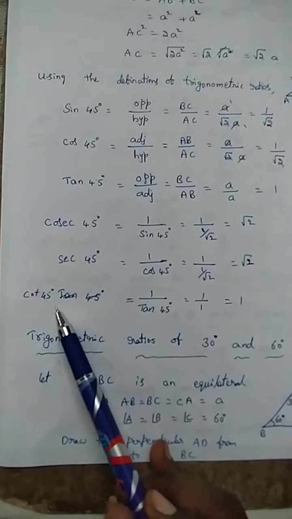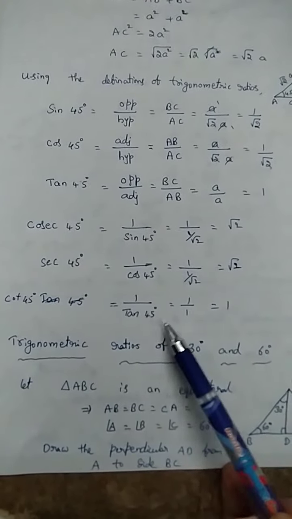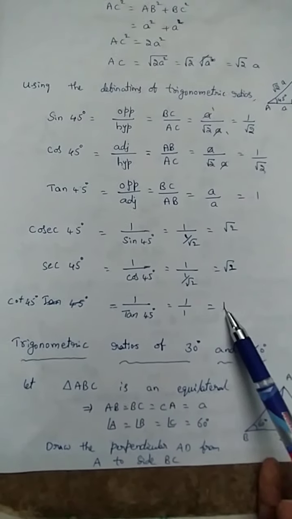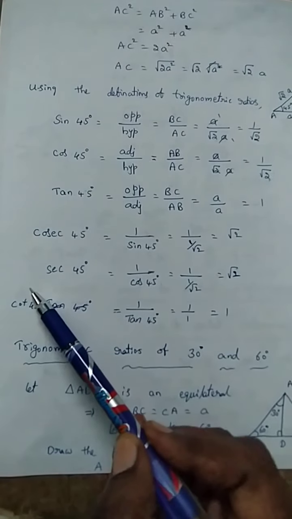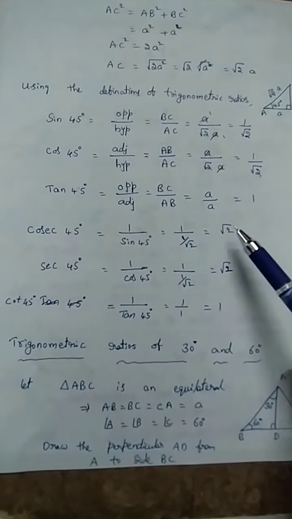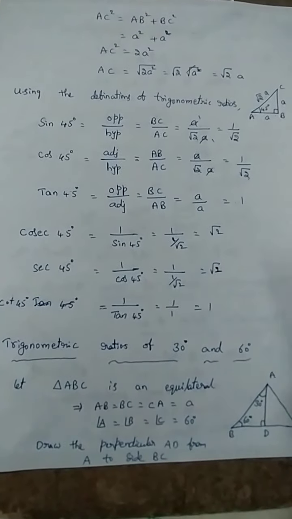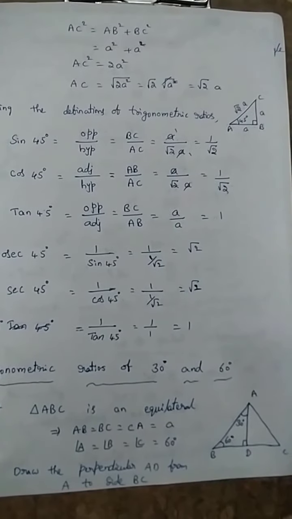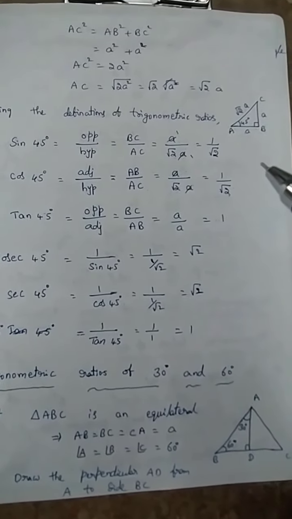Then coming to cot 45. Cot is the reciprocal of tan, 1 by tan 45. Tan 45 is 1, so 1 by 1 is 1. Cot 45 degrees is 1. That means tan 45 degrees and cot 45 degrees are the same, equal to 1. Cosecant 45 and secant 45 are the same, and the result is equal to root 2. Sin 45 and cos 45 are the same, and the result is equal to 1 by root 2. This is the way to find the trigonometric ratios of the 45 degrees angle.